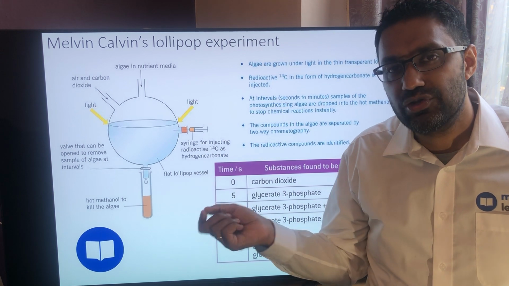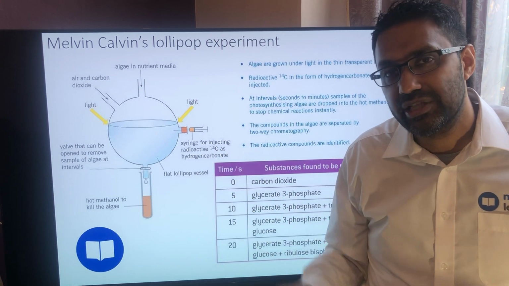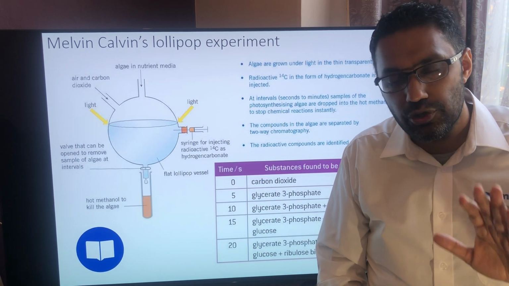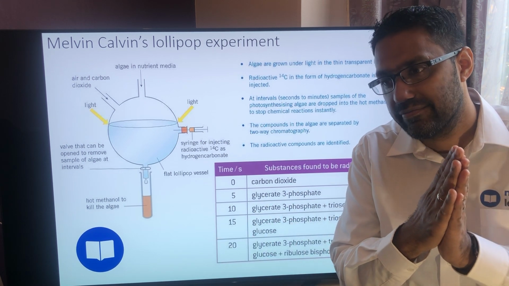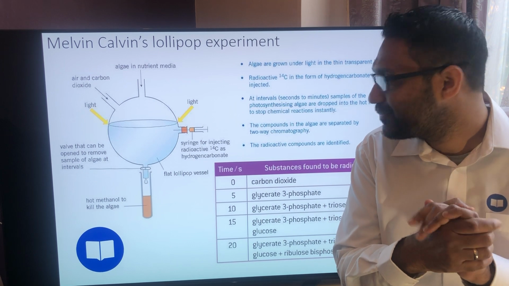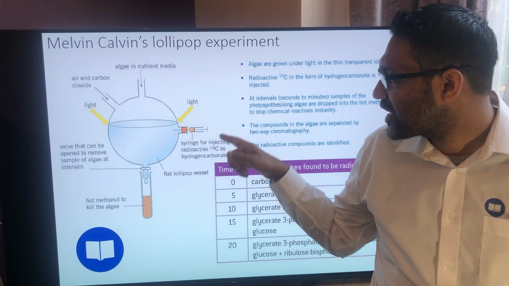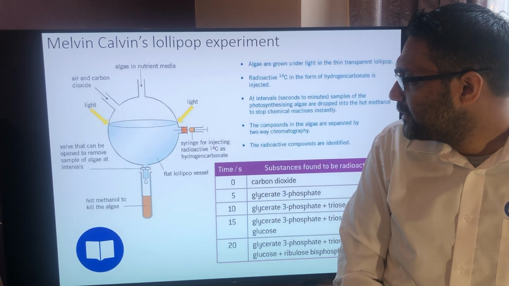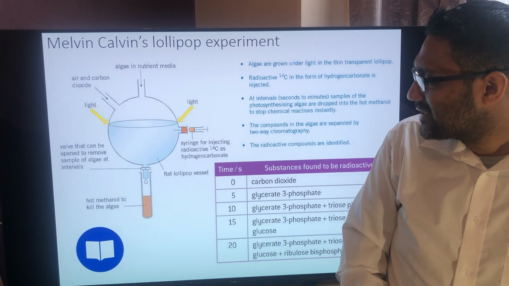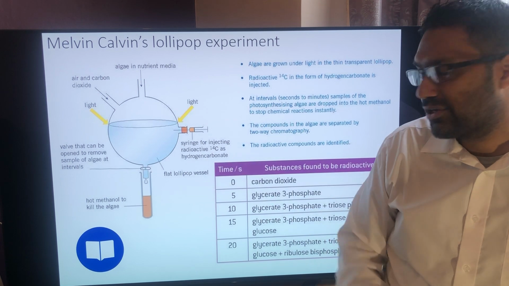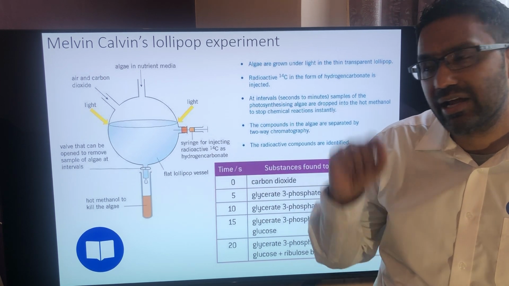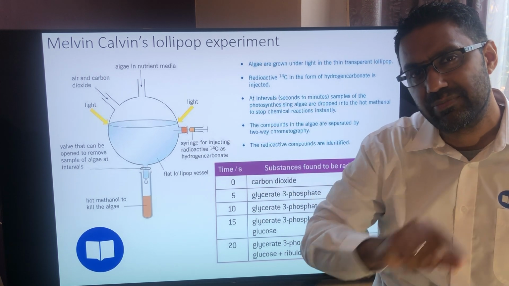But if, instead of using normal carbon-12, you use carbon-14, which is radioactive, you can use films that get exposed, and you can follow it and find out what compound it is. And that's basically what they did. So they injected carbon-14 as hydrogen carbonate. When it enters the water, it becomes carbon dioxide, but a radioactive version of carbon dioxide. So then I can follow it. I can see what compound it has become.